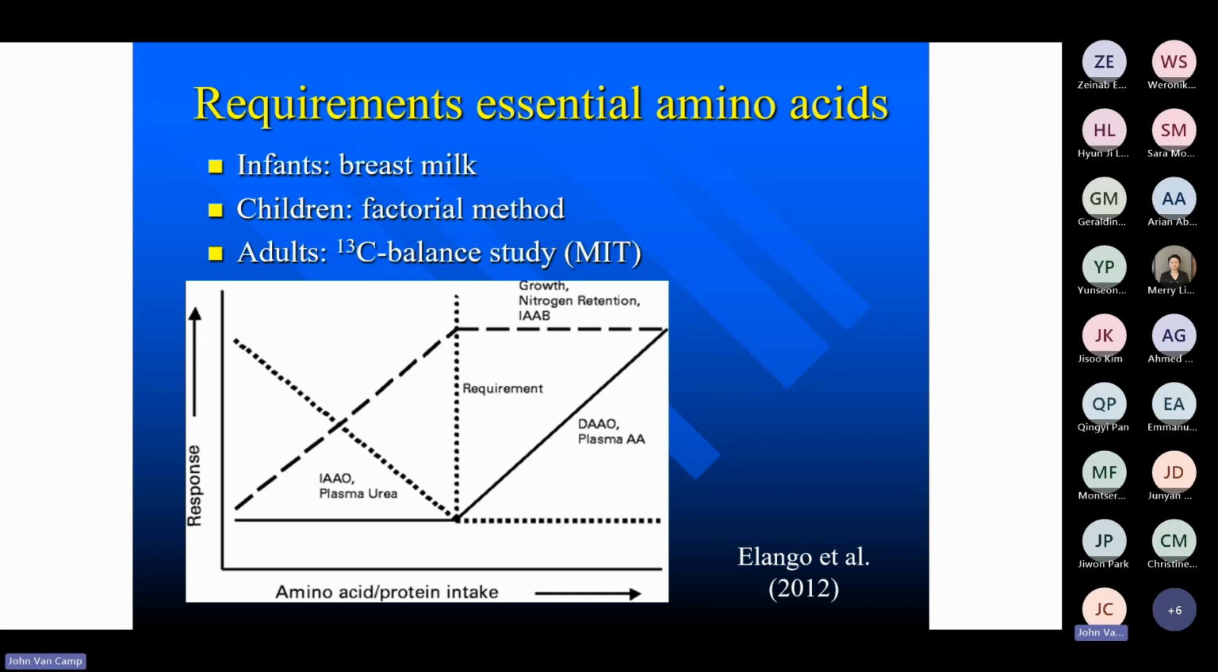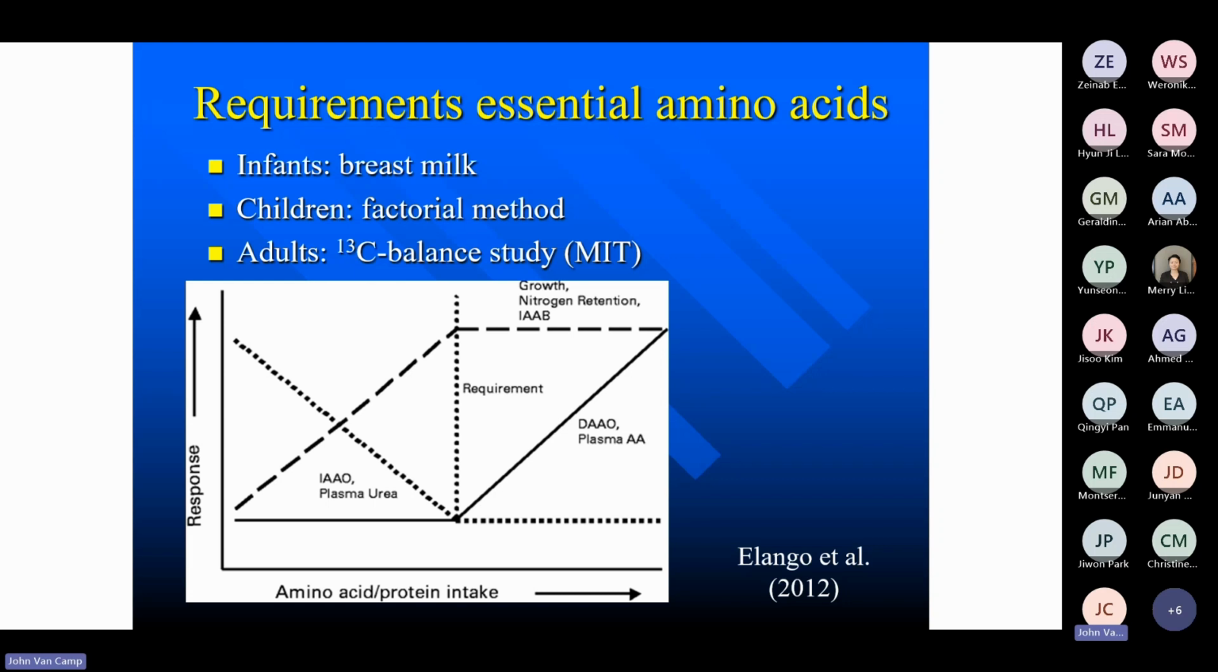The second method is the indirect amino acid oxidation method. And there you see that the value goes down up until you reach the requirement. And after the requirement, it is horizontal. The two techniques are not the same, but they're very close. So I will start with the first one, the direct amino acid oxidation method. In this case, you will label the amino acids that you are following up.